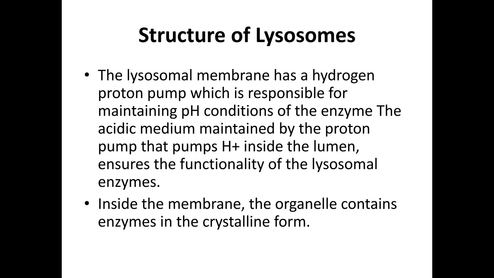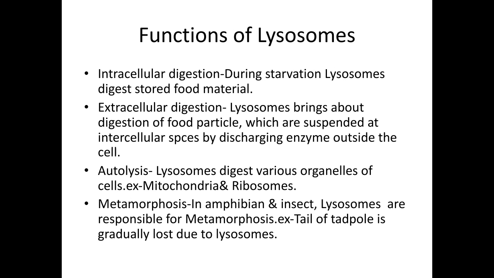The lysosomal membrane has a hydrogen proton pump, which is responsible for maintaining the pH condition of the enzyme. The acidic medium maintained by the proton pump, which pumps hydrogen inside the lumen, ensures the functionality of the lysosomal enzymes. Inside the membrane, the organelle contains enzymes in crystalline form.